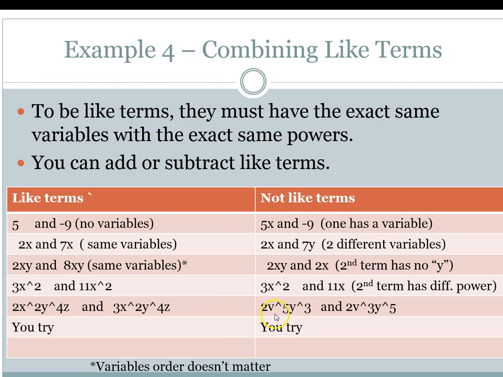These ones, they're flipped a little bit. This one's 2v to the 5th, y to the 3rd, and this one's 2v to the 3rd, y to the 5th. So this v to the 5th would not combine with this v to the 3rd, and this y to the 3rd would not combine with y to the 5th. Different powers. So try to come up with a couple on your own and see if you can choose like terms that we could combine and terms that we could not combine. Go ahead and pause it and do that real quick.